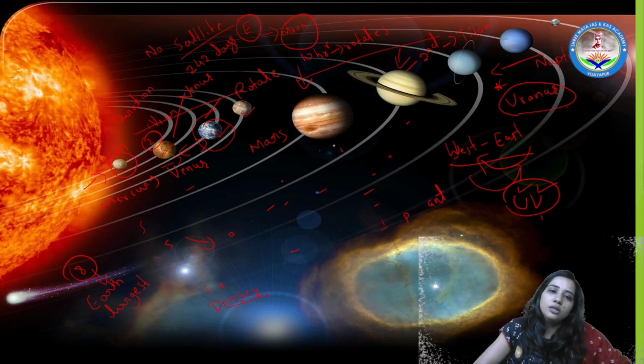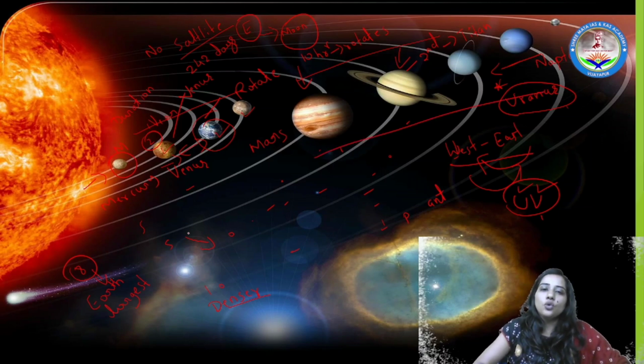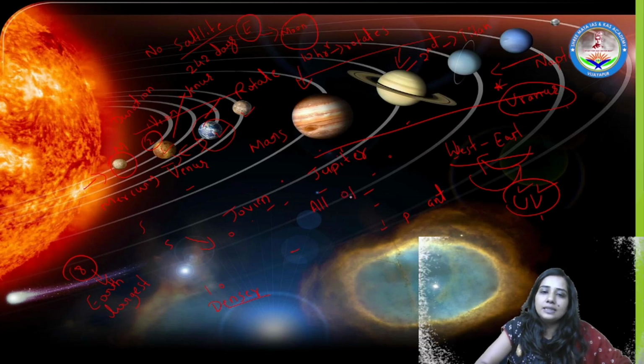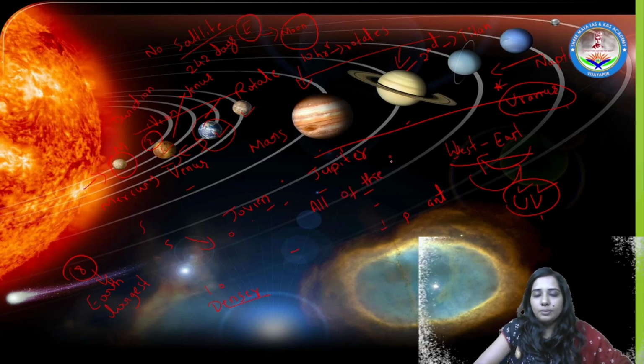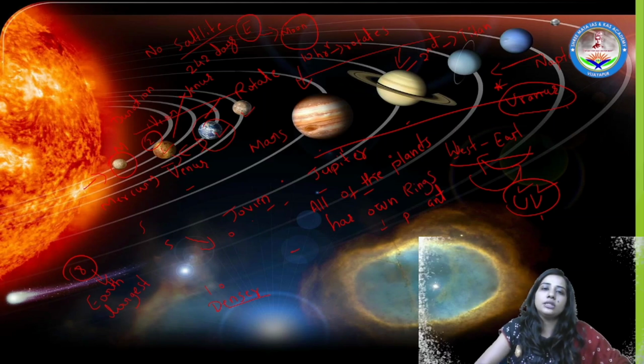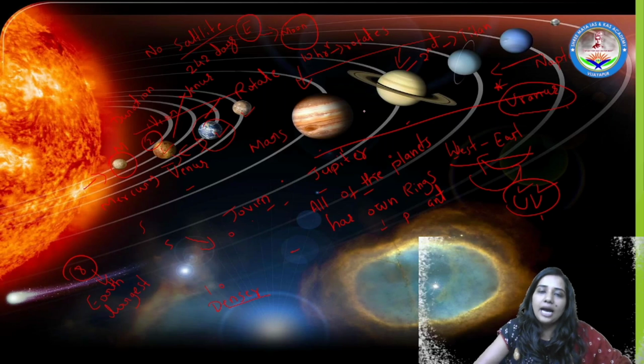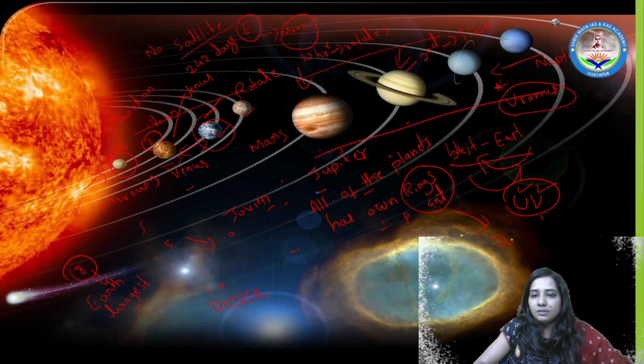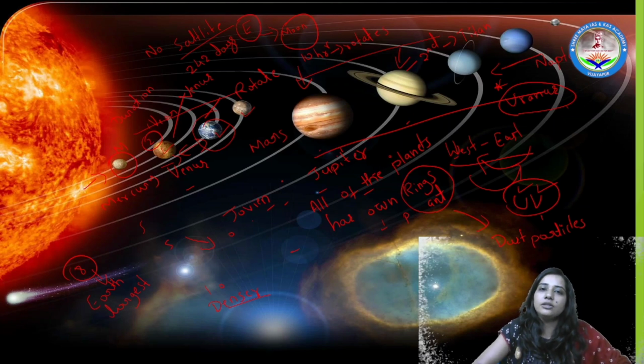Next, coming to the 4 Jovian planets, let us talk about them. In the Jovian planets, the biggest one, as I said, is Jupiter. The common feature among these 4 planets is that all of the planets have their own rings. That means the common feature is that all of the next 4 planets have rings. What are these rings? These rings are made up of, again, dust particles. Fine. There are rings made of dust particles in the next 4 planets.